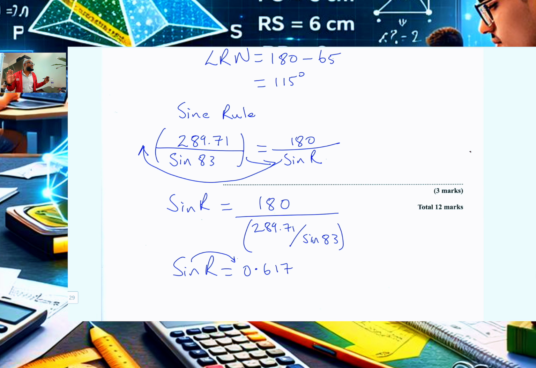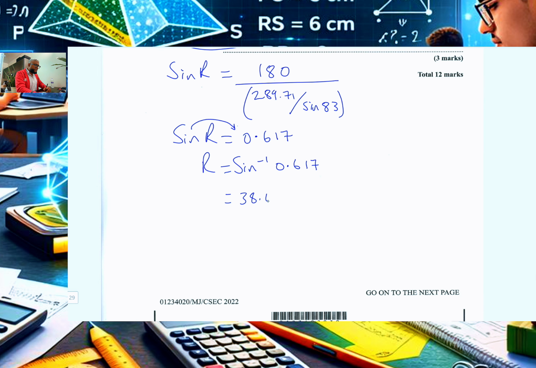Then I need to carry sine alone here. Sine moving by itself without any angle, like R or whatever, you change sine to the opposite of sine, which is the inverse. So this will be R is equal to sine inverse of 0.617. What is the value of R? 38.07 degrees to two decimal places.